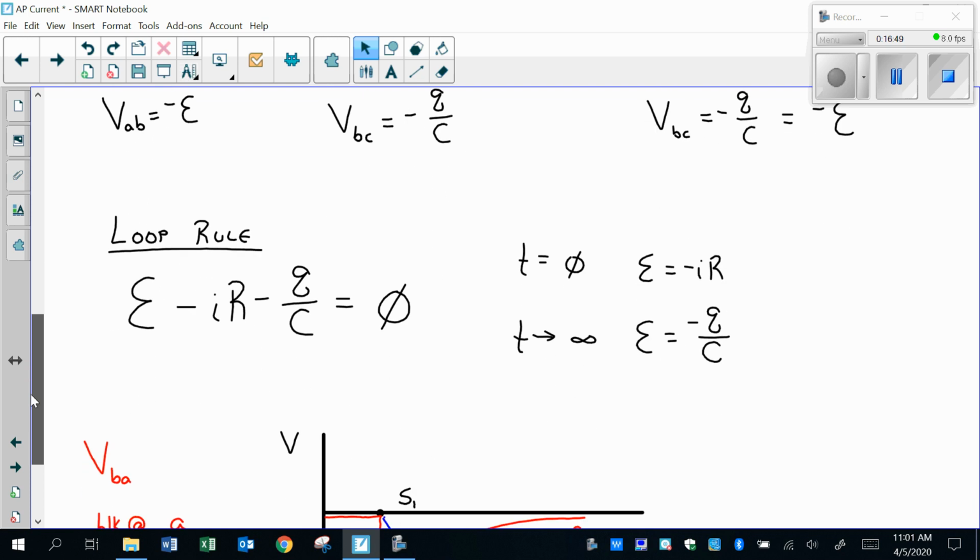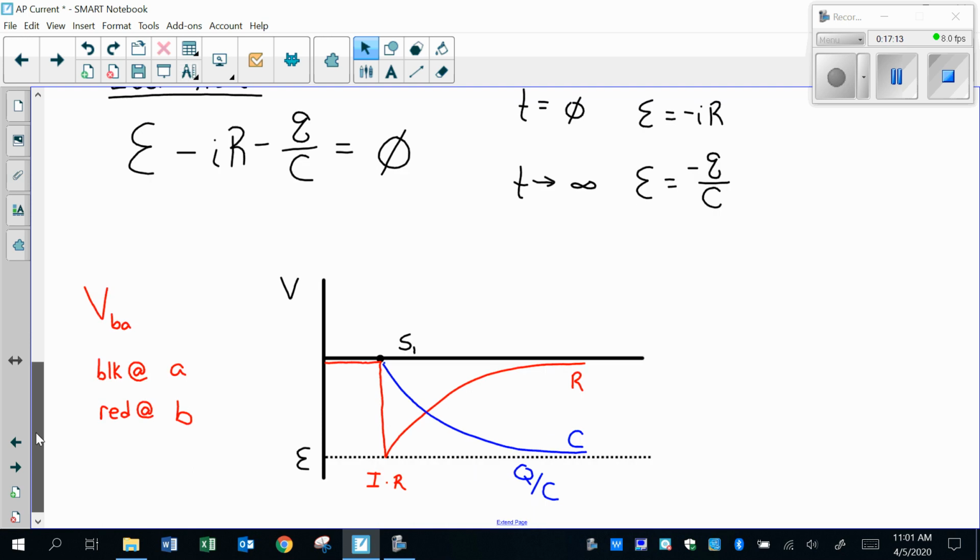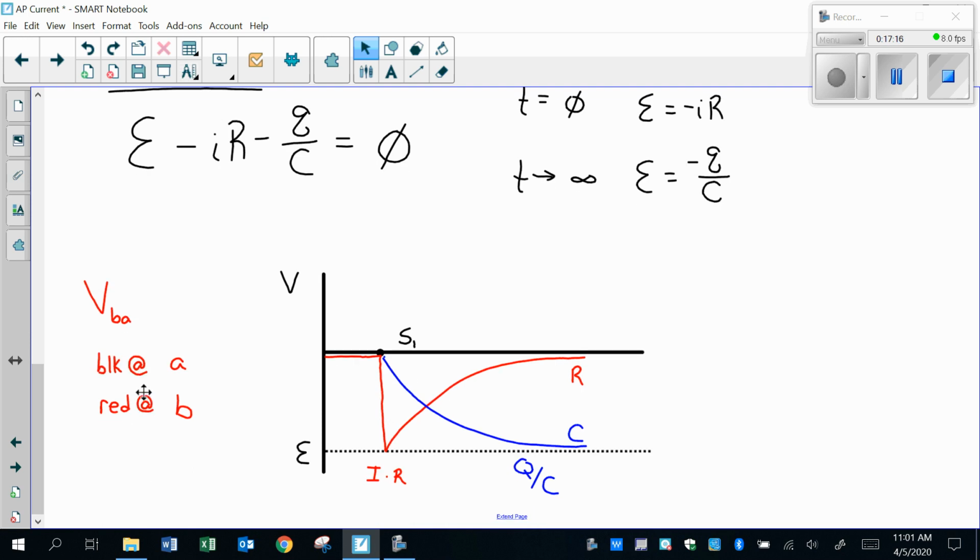So when it comes time to do the loop rule, what we have is voltage from the battery minus the voltage used up by my resistor minus the voltage we have stored up in our capacitor, and that has to all equal 0. At time 0, this term is 0. At time infinity, this term is 0, which is where we get these two terms over here. And if we wanted to do a graph, we can look at this. So if we took our black lead of the voltmeter, that's our ground, that's our 0, and we check it with the red. Whatever our red probe touches, that change going from black to red is what we're going to get on our reading.